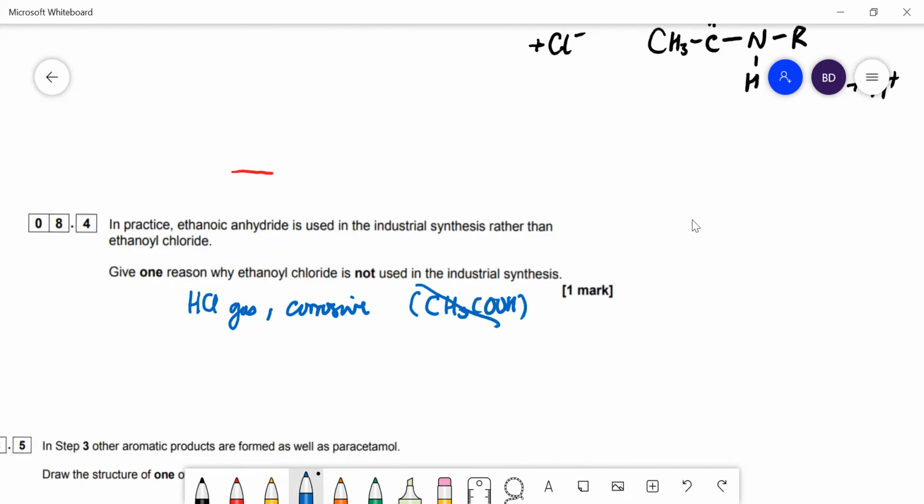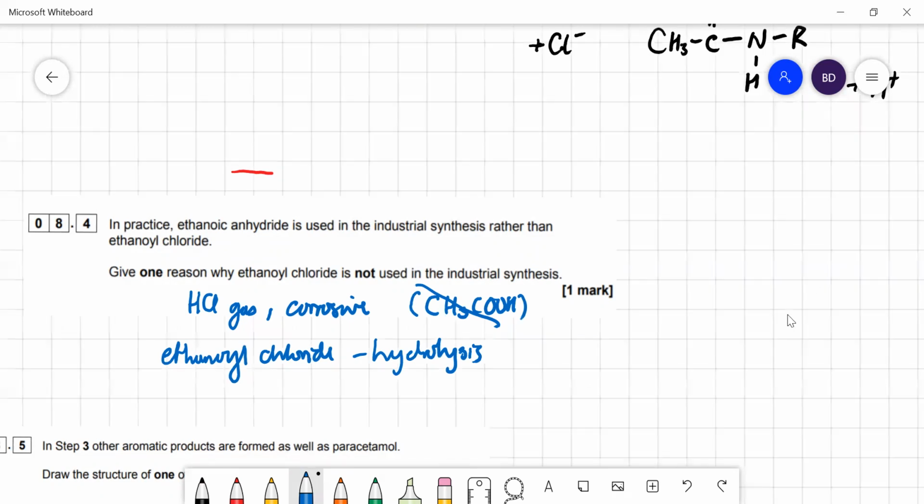If you didn't want to say that, you could say that ethanoyl chloride undergoes hydrolysis easily. So it goes off quickly. Got to keep it away from water vapor, or it'll hydrolyze. The acid anhydride doesn't do that to the same extent. But I'd probably just go for the HCl corrosive as the answer there.